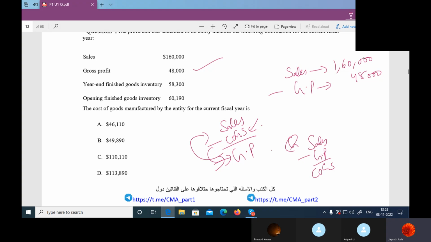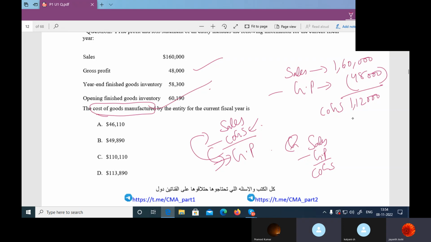So just subtract this. What will you get? 1,12,000. Can I say this is COGS? Please tell me. Yes, sir. But what did they ask you? Cost of goods manufactured by the entity.